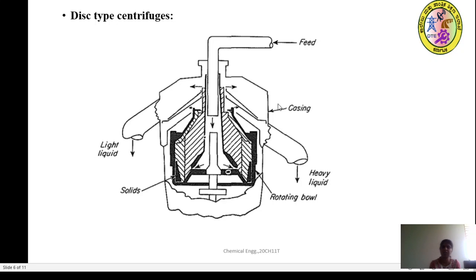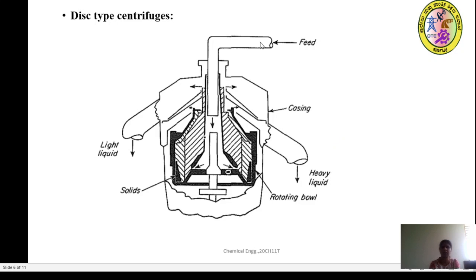So here you can see in the diagram the feed inlet. Then this is the casing, obviously. There are two ports, the spouts, one for the light liquid and one for the heavy liquid. And you have a rotating bowl. On the inner surface of the wall of the rotating bowl, you have a solids deposition.